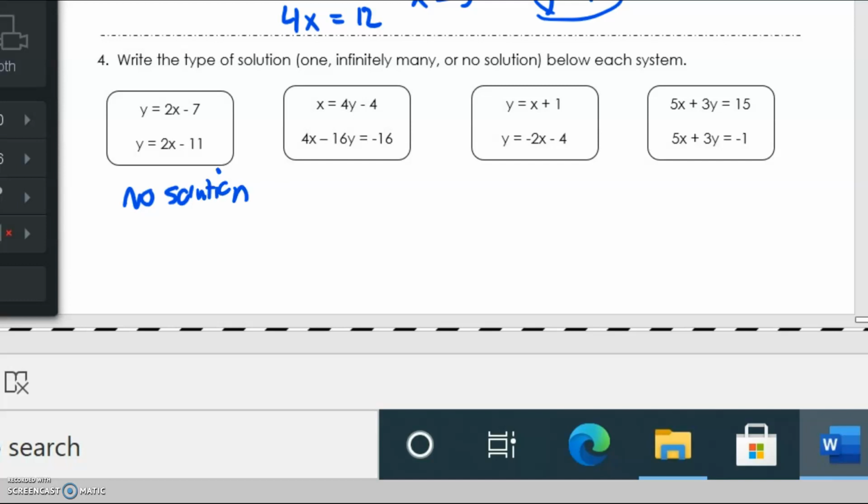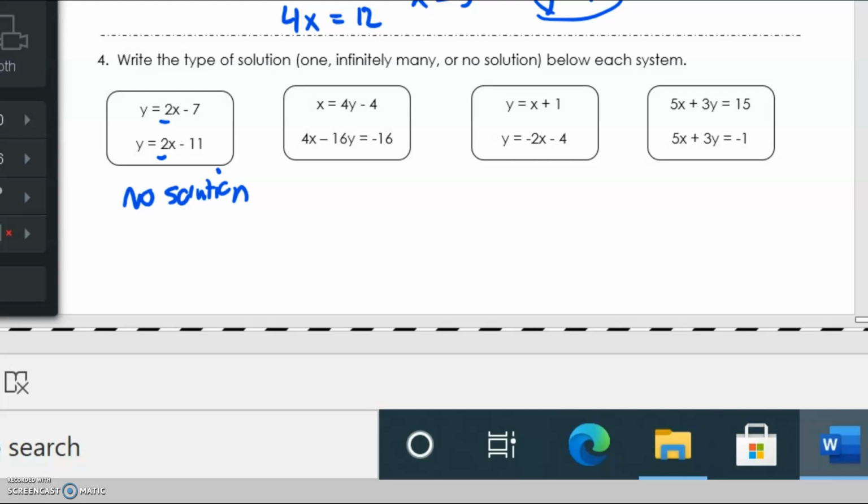So how did I tell? I compared the slopes. If the slopes are the same but you have different y-intercepts, that's going to be a no solution problem. All right, you can only do that when they're in slope-intercept form, and both of these were. The next system is not in slope-intercept form. So this one we might have to rearrange.